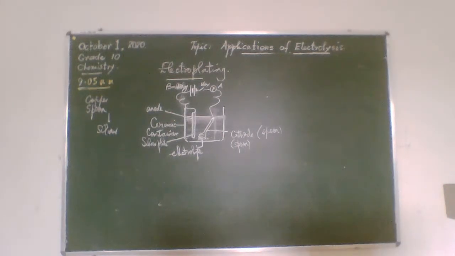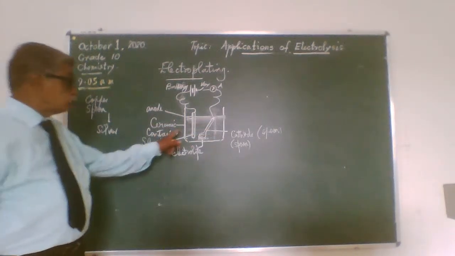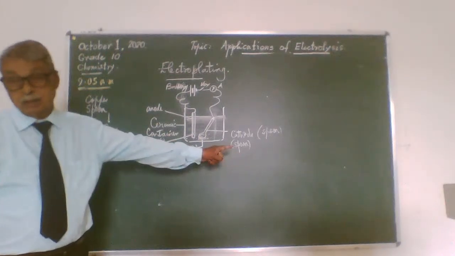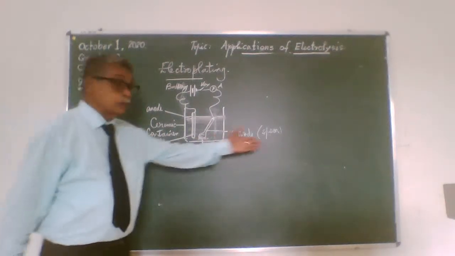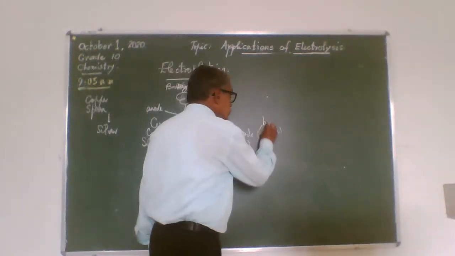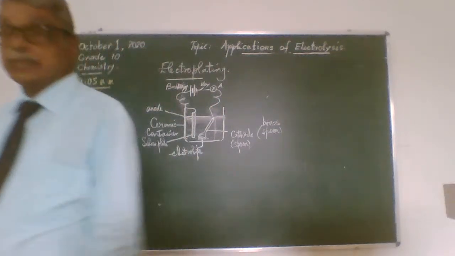The electrolytic cell is made of ceramic or glass. It contains an electrolyte. What is the electrolyte used for this purpose? You want silver to be deposited on a copper spoon or a brass spoon. Say it's a brass spoon. So on a brass spoon, we are getting silver deposited.